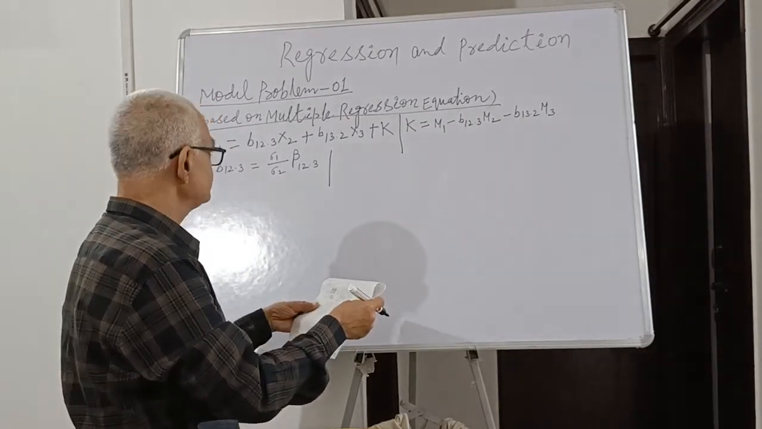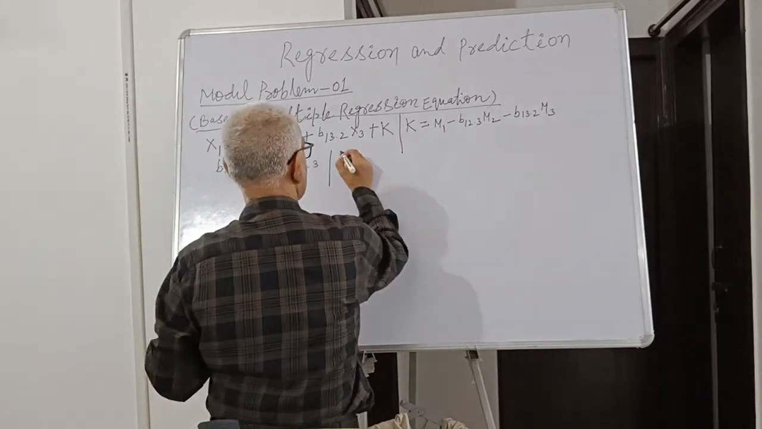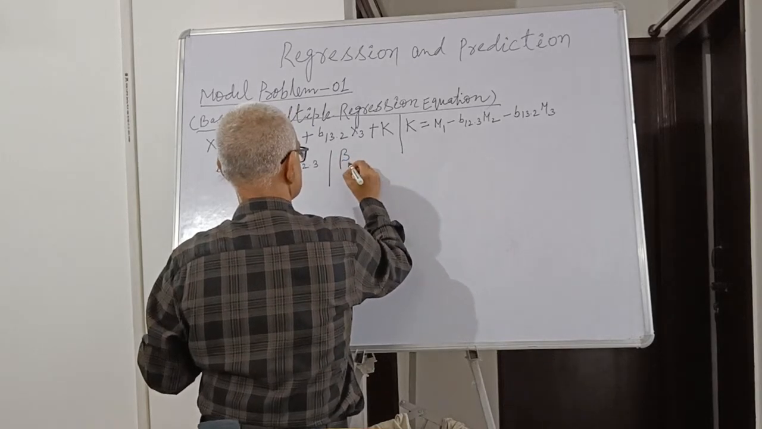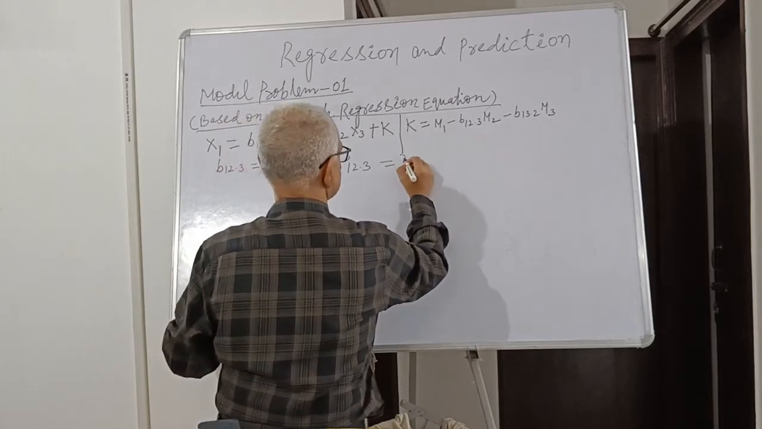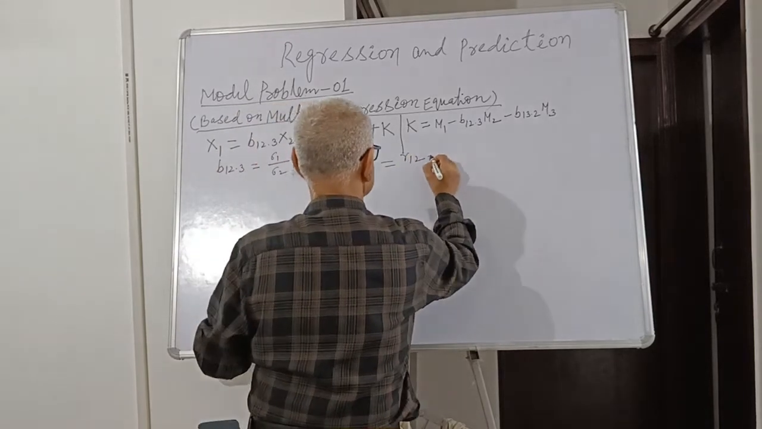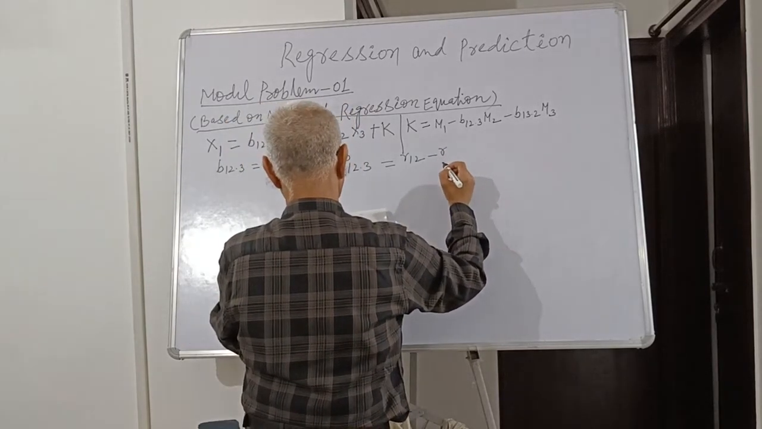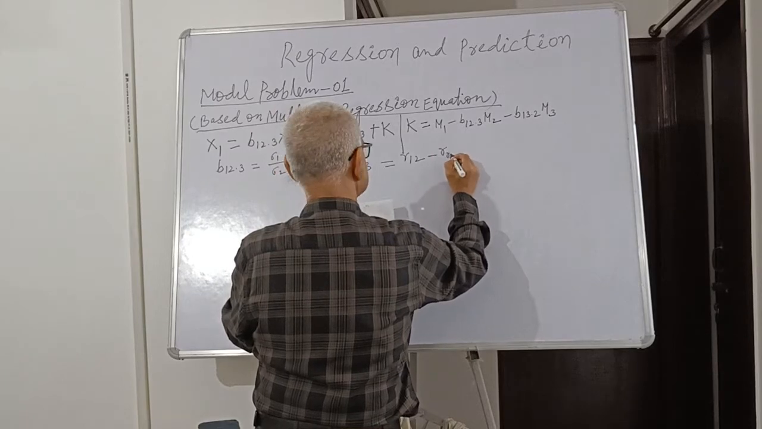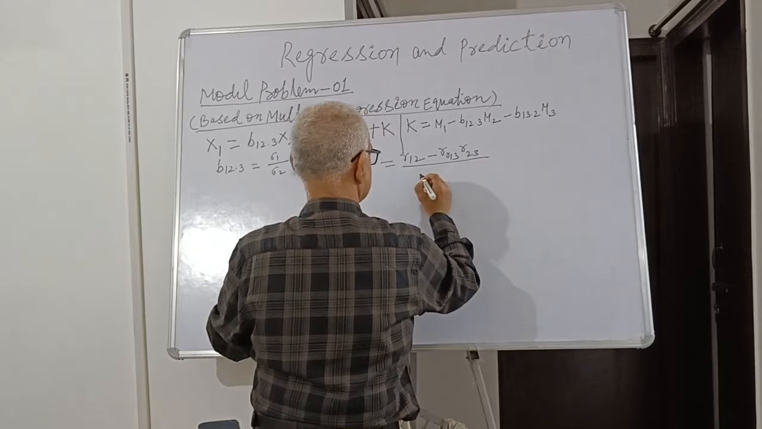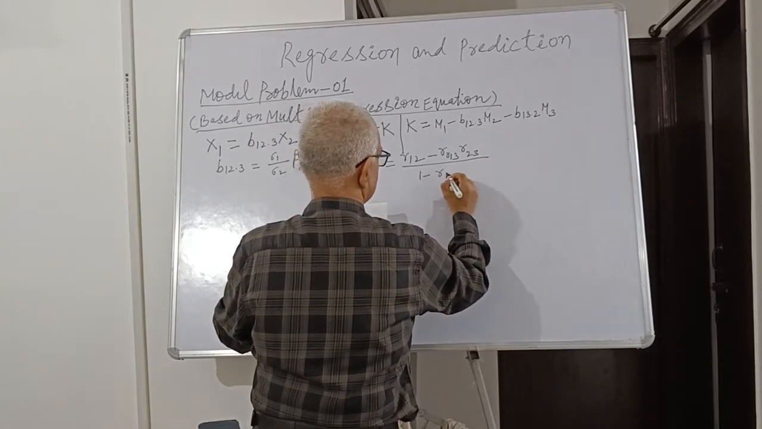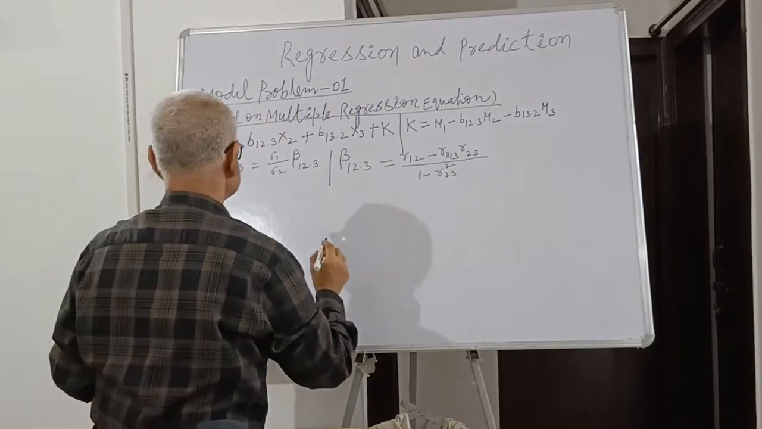So what is the value of beta 12.3? That is, beta 12.3 is equal to, of course, in terms of correlations, R12 minus R13 R23, and the right side is divided by 1 minus R23 squared. We also use this as a formula.